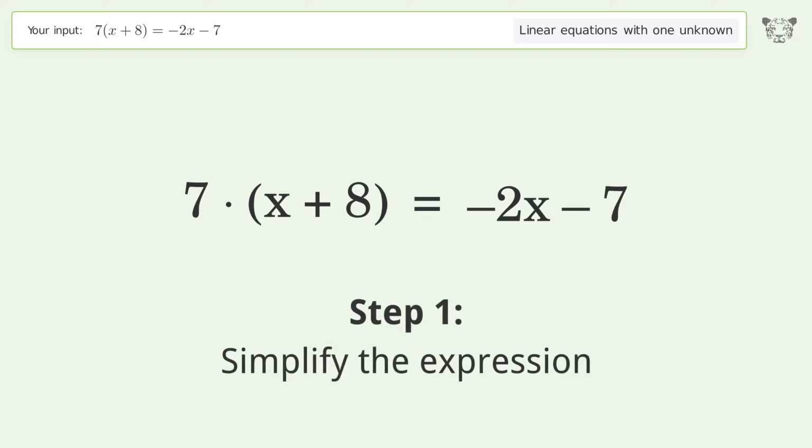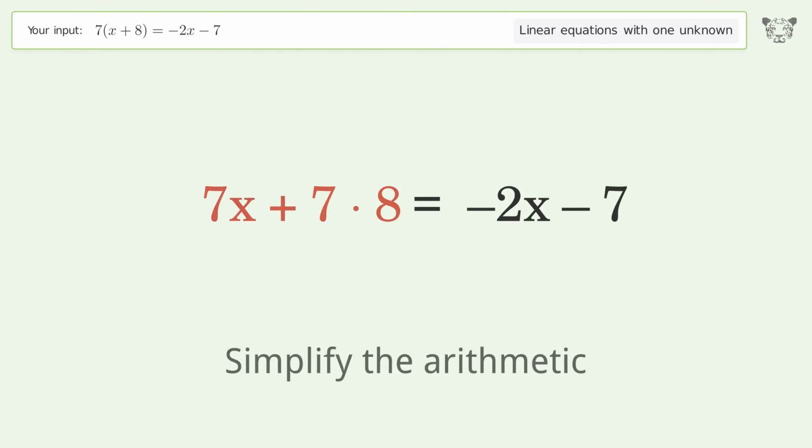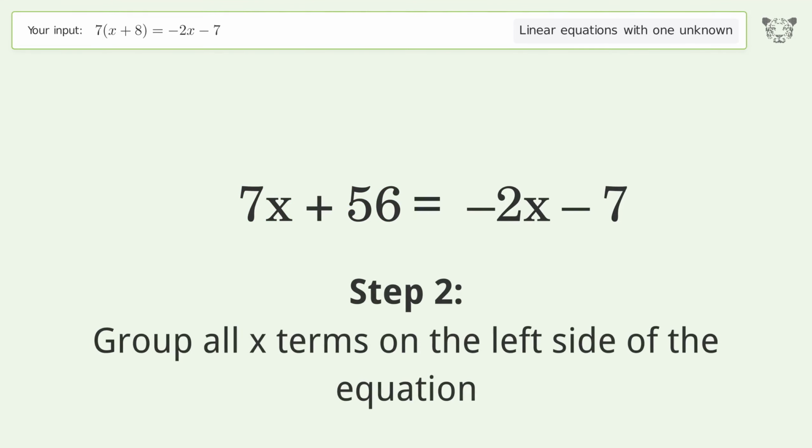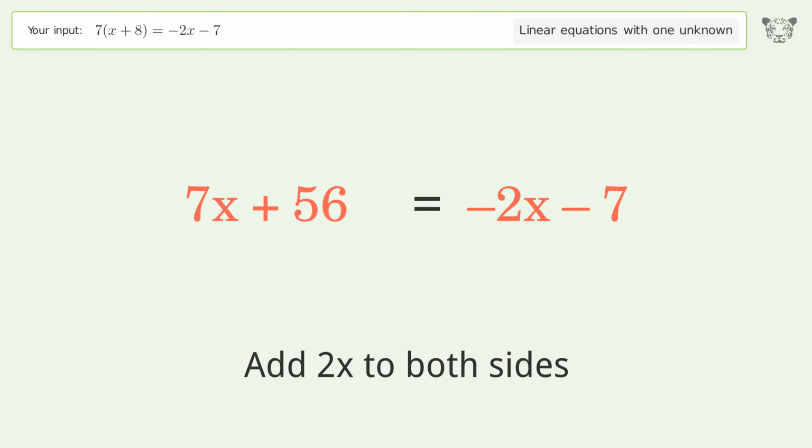Simplify the expression. Expand the parentheses. Simplify the arithmetic. Group all x terms on the left side of the equation. Add 2x to both sides.